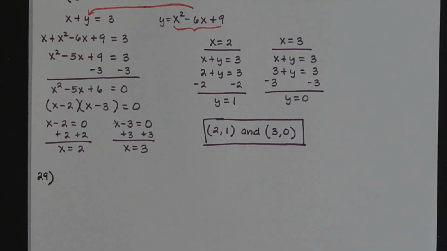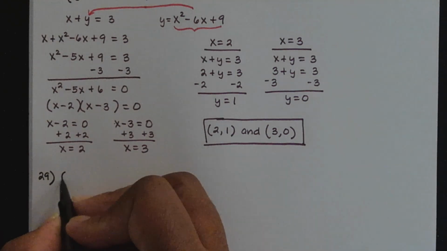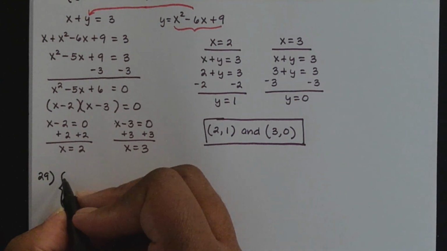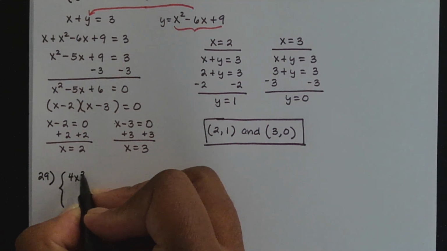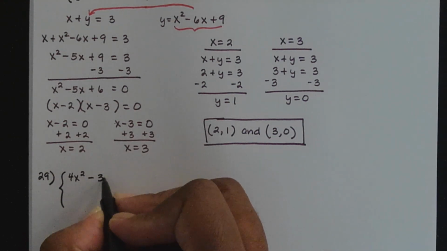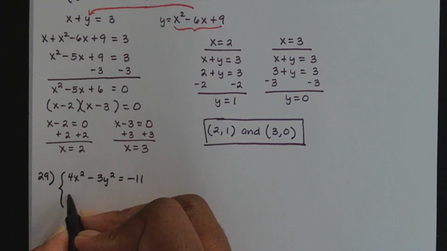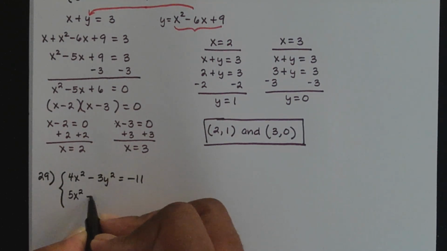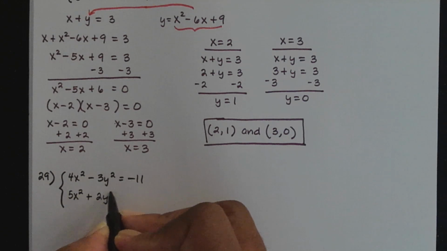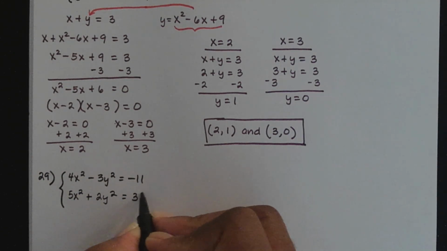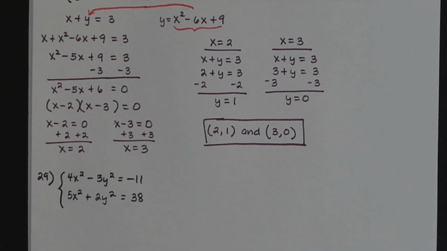All right, number 29 is using the addition method for this system of nonlinear equations. So here we got 4x squared minus 3y squared equals negative 11. And then the other equation is 5x squared plus 2y squared is equal to 38. And here I want to solve this nonlinear system of equations.